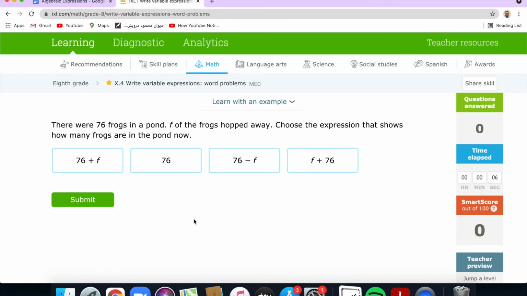Sometimes in the multiple choice questions on IXL, one is correct, sometimes more than one are correct, so you need to be careful. There were 76 frogs in a pond. Okay, so the original number is 76. This is the original number because they said there were. F of the frogs hopped away. That means we have to subtract because the total number will be less. So 76 minus F.